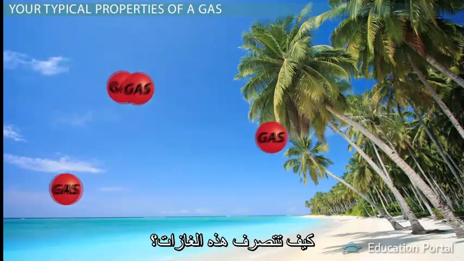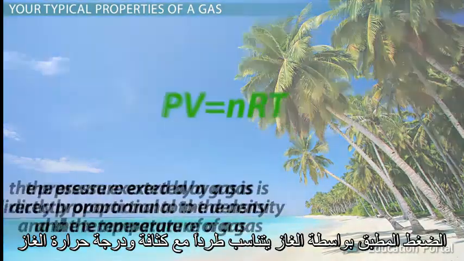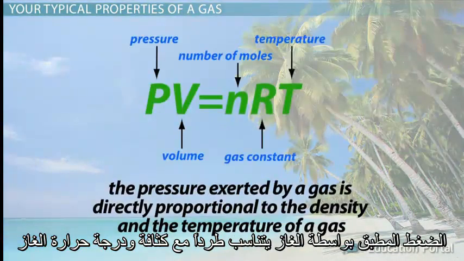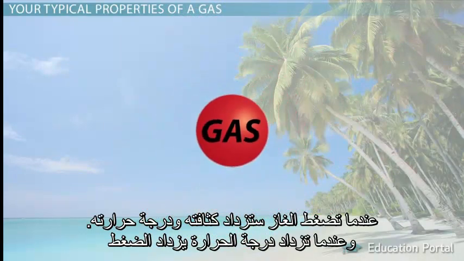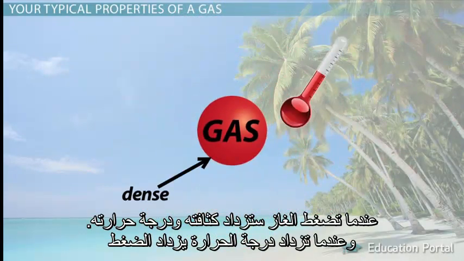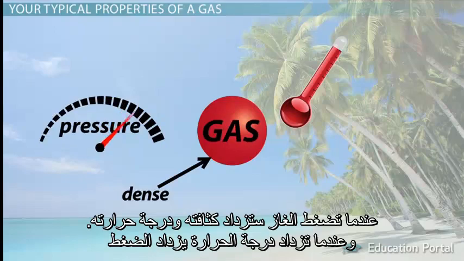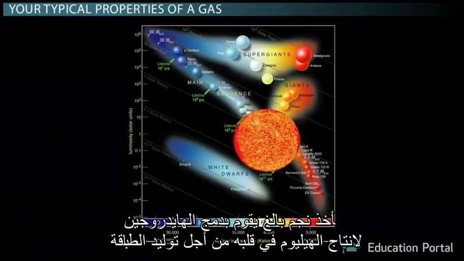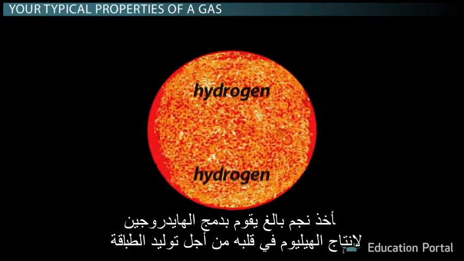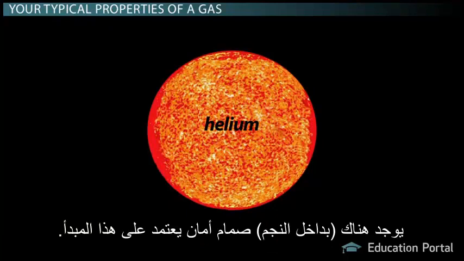How do these gases behave? Really quickly put, the pressure exerted by a gas is directly proportional to the density and the temperature of a gas. When you compress a gas, it becomes denser and its temperature increases. When the temperature increases, the pressure increases. Inside of a main sequence star, an adult star, one that fuses hydrogen to produce helium in its core in order to generate energy, there is a sort of safety valve system that uses this principle.